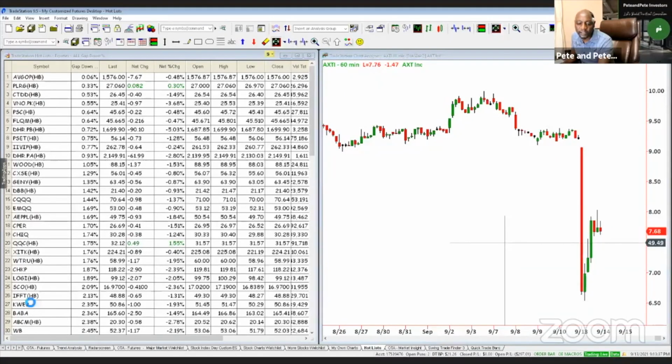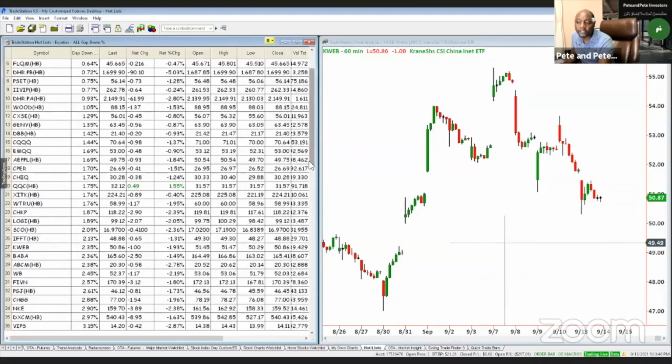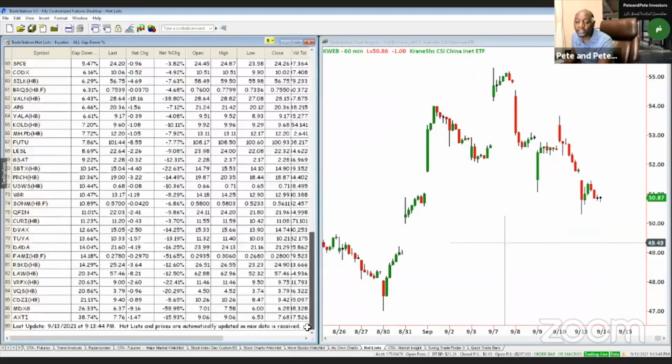KWeb actually had a gap down for 2.3%. Alibaba gapped down by 2%. All right, so what we usually look for here is good stocks or good companies that gapped down, let's say by 10%, 15%, 20%. Then you start thinking about, okay, they're hitting daily demand zones or weekly demand zones, and there could be an opportunity to go long.